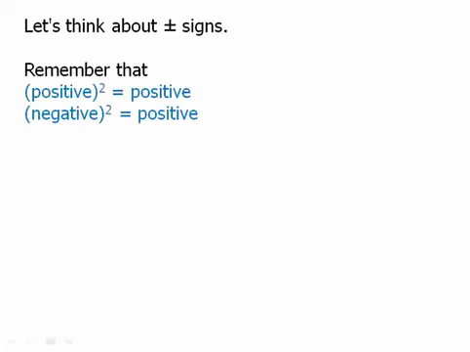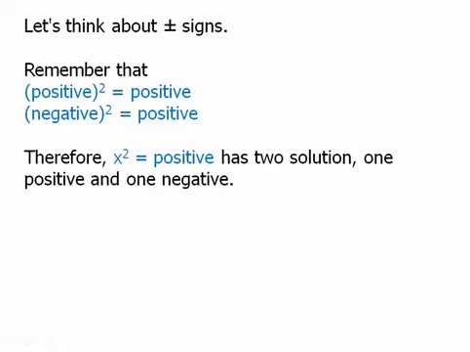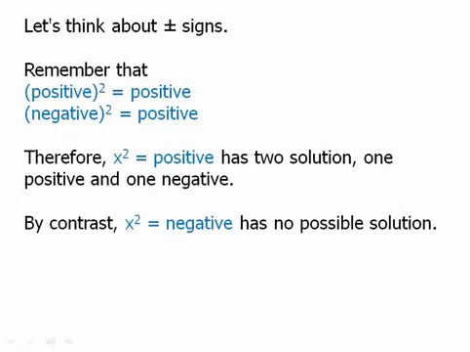We also have to think about positive and negative, because positive and negative numbers get kind of tricky here. Remember that, first of all, with squaring, a positive squared is positive and a negative squared is also positive. Okay? So this is true for squaring. Therefore, if we have x squared equals a positive, it has two solutions, one positive and one negative. For example, x squared equals 9 could be plus 3 or minus 3. By contrast, x squared equals a negative has no possible solution. x squared equals negative 9: there's no real number that satisfies that equation.